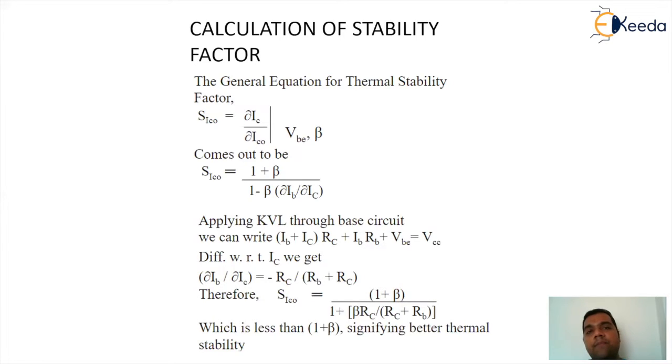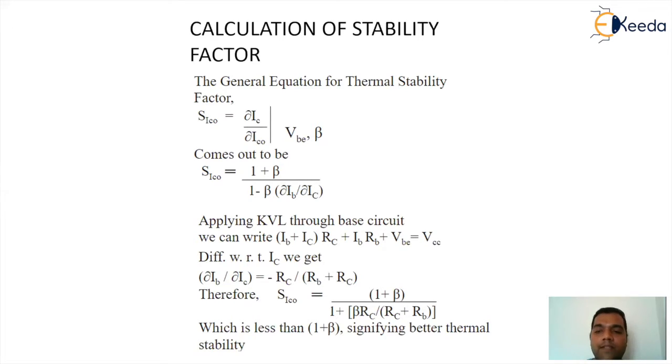If I want to get the impact of the stability factor for the given circuitry, the rule is simple. Your SICO is defined as del IC by del ICO. To define SICO, I need the definition of del IC by del ICO, which will land up at the condition (1 plus beta) upon (1 minus beta del IB by del IC). Here, the understanding says that we want to differentiate the base current with respect to the collector current.